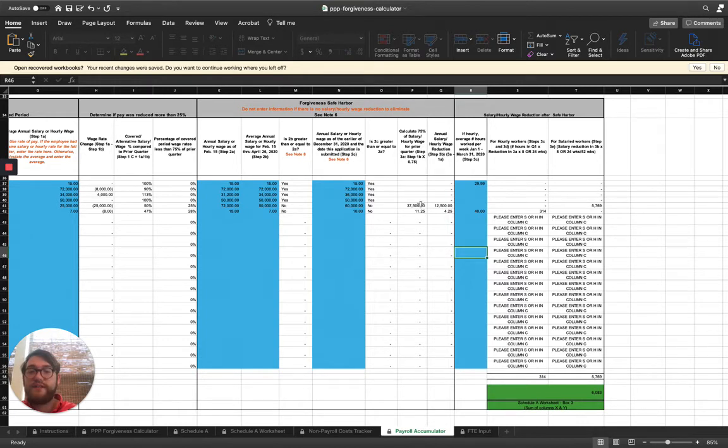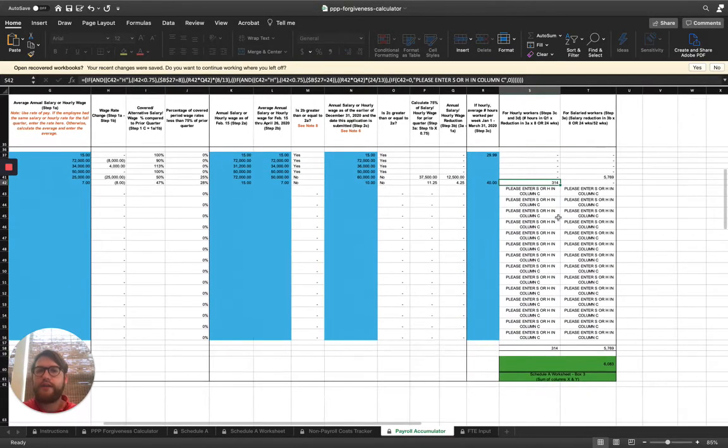Since this employee was reduced by more than 25% and none of the safe harbors applied to them, it reduces the amount that you can claim by $5,769. Same thing with this employee. Since their hourly wage went down and they work an average of 40 hours, it reduces it by $314, because that's the reduction in their hourly wage.